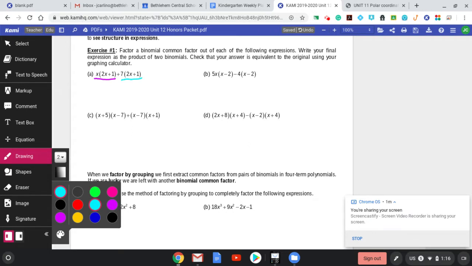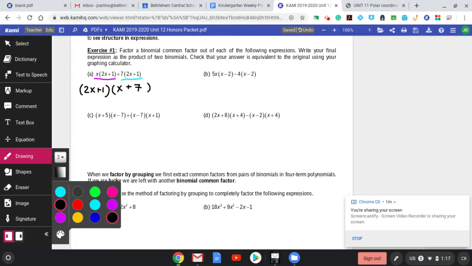Do you notice anything in common in both? Hopefully you see a 2x plus 1 in common. So that's what I'm going to take out as my GCF. Whatever's left over, I'm going to put in my second parenthesis. If I take a 2x plus 1 from this purple term, I'm left with an x. If I take a 2x plus 1 from this blue shaded term, I end up with a positive 7. In the second parenthesis, I'm writing what's left over after I take out that 2x plus 1.